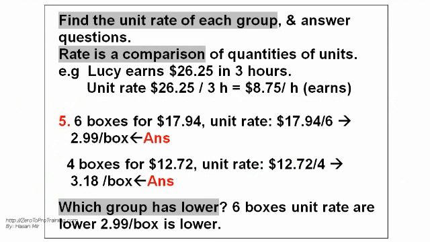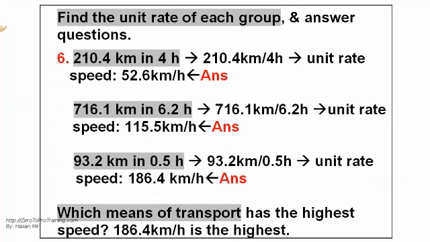Next, unit rate of each group. Rate is comparison of quantities of units. 5. 6 boxes rate is $2.99, and 4 boxes rate is $3.18. And lower rate is $2.99 per box.